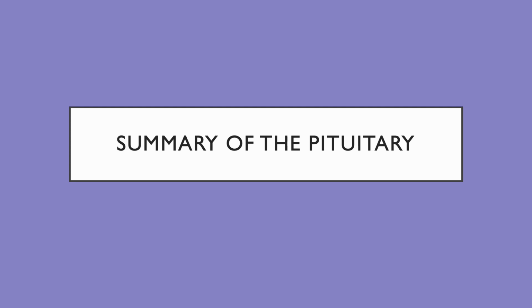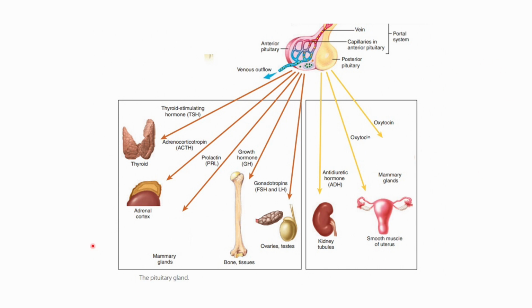Now I'm just going to quickly summarize the pituitary. So here's our big picture. This is summarizing the pituitary gland, so I'm going to quickly recap. The posterior pituitary is a part of the brain.